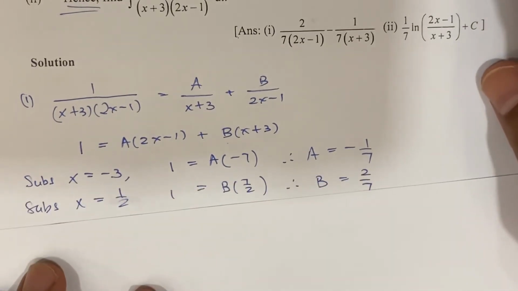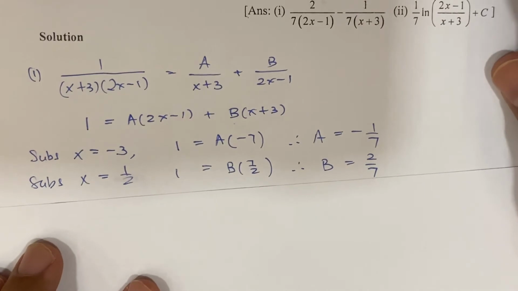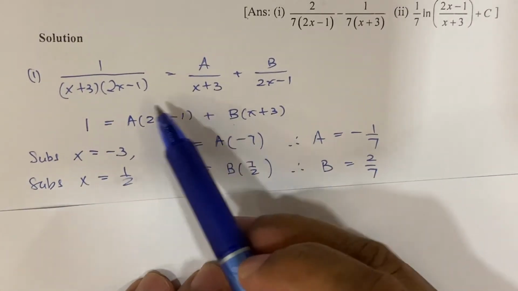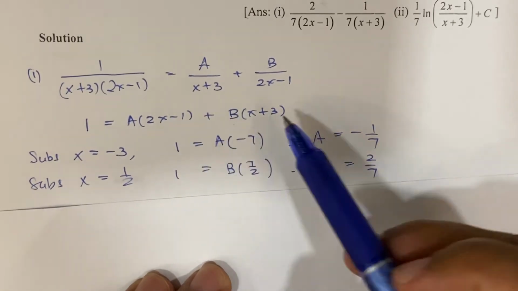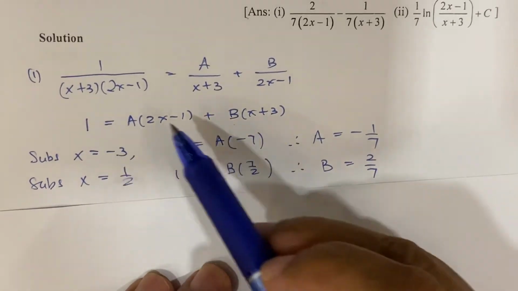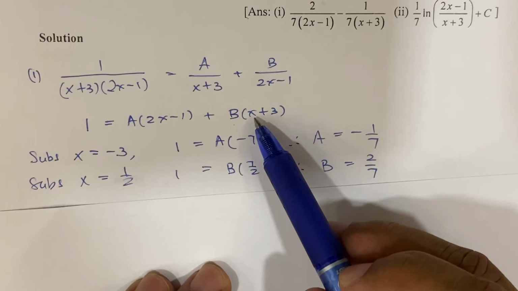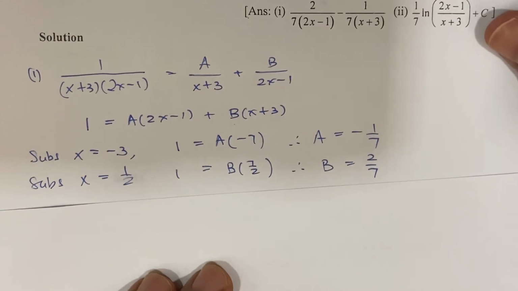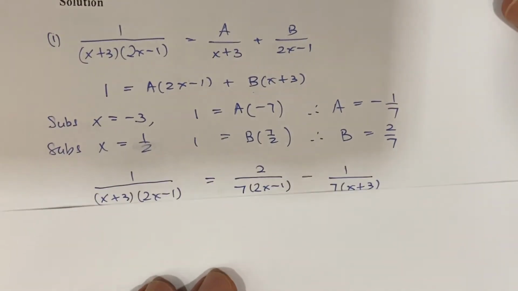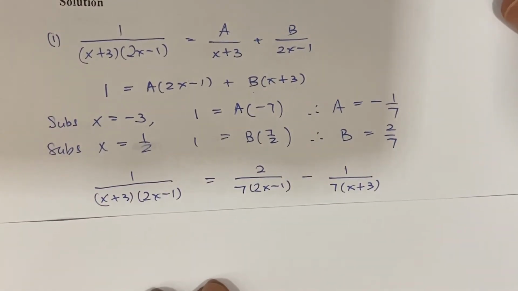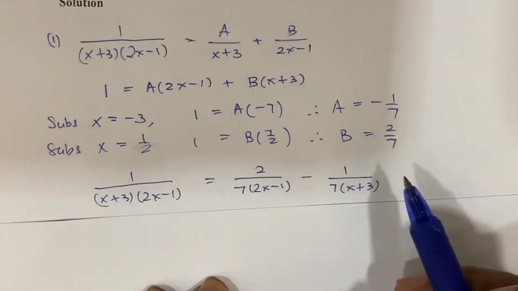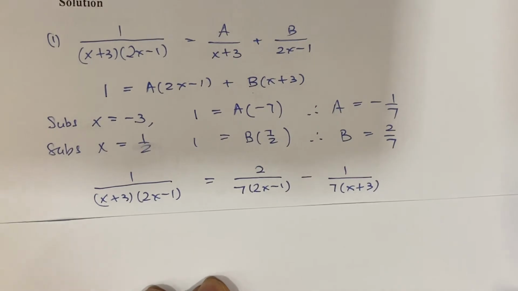And b is going to be, I'm going to substitute x equal to half. So I'm going to eliminate this term here, and I can evaluate what is b. So 1, this is 0. So this is 3.5, which is 7/2. Therefore, b is 2/7. Therefore, our partial fraction can be written like this. I'm going to just switch. I want here to be plus, so it's much easier to work on.